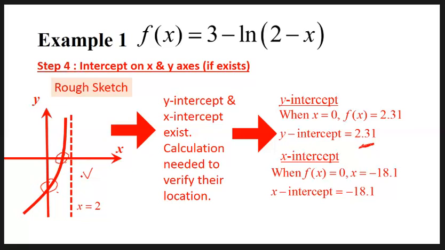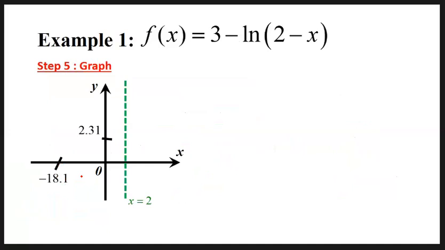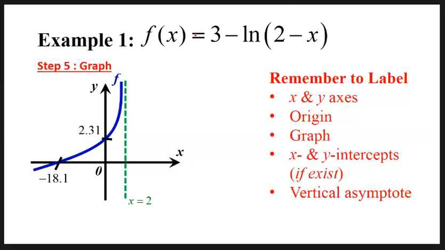So by right, with this information, now we can go for the graphing, where we get ready our x and y intercepts and also our important line there. Then now we put in our graph. And there goes the full graph for example 1. And always remember, do label your x and y axis, the origin, the name of the graph according to the function name, the x and y intercepts if they exist, and at last, the vertical asymptote. And this is how we get the answer done for example 1.